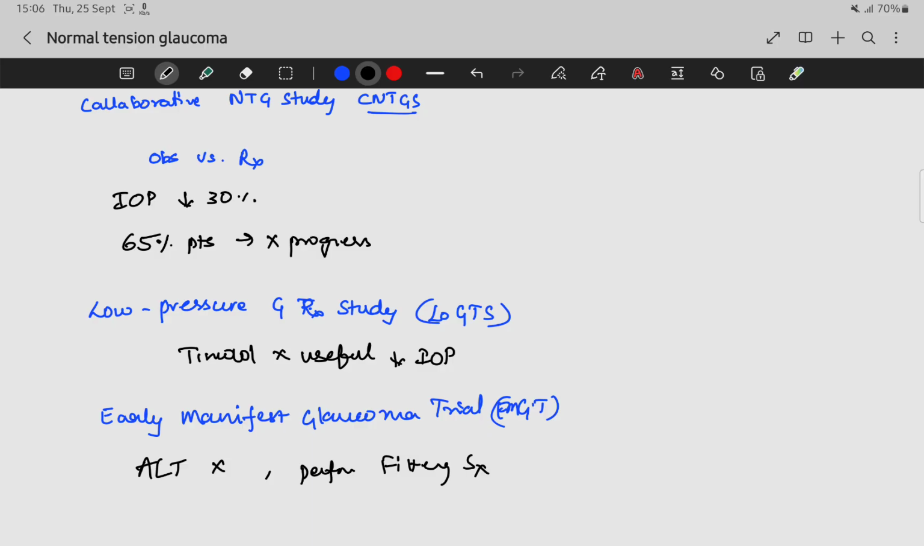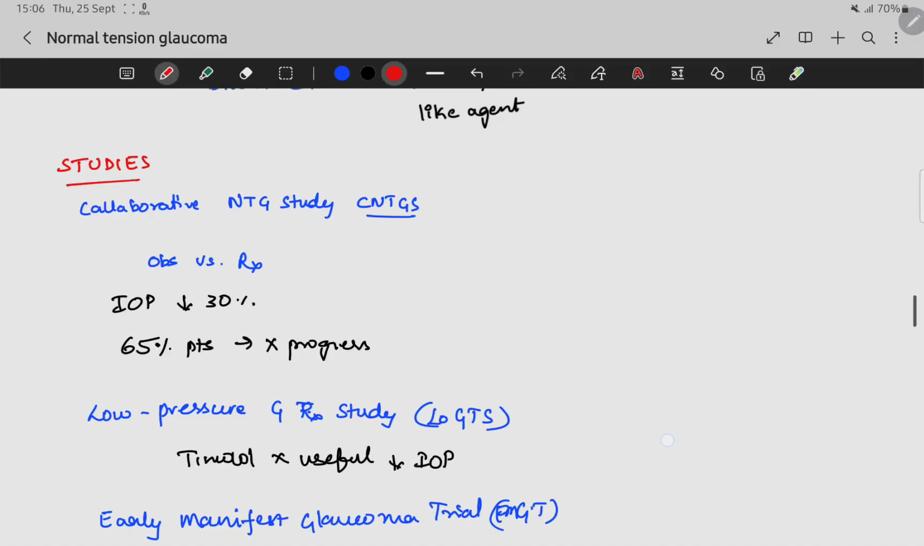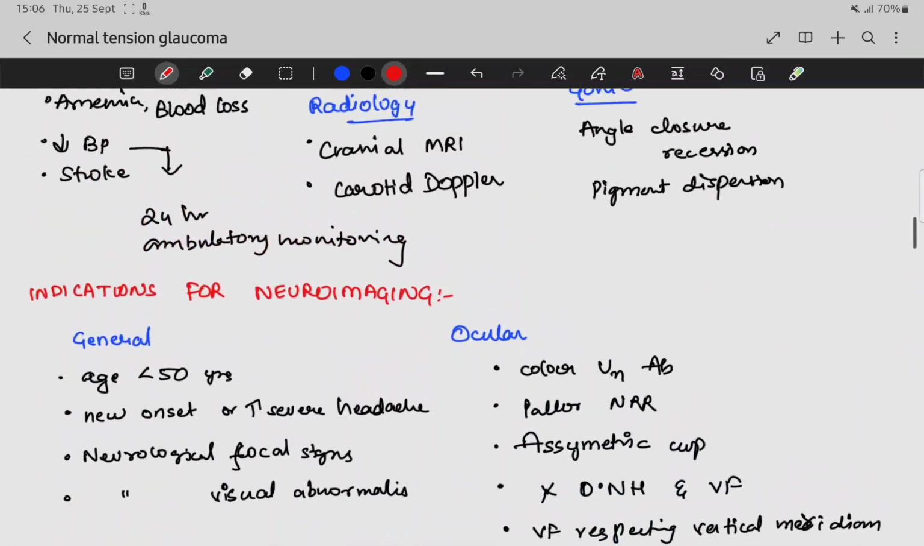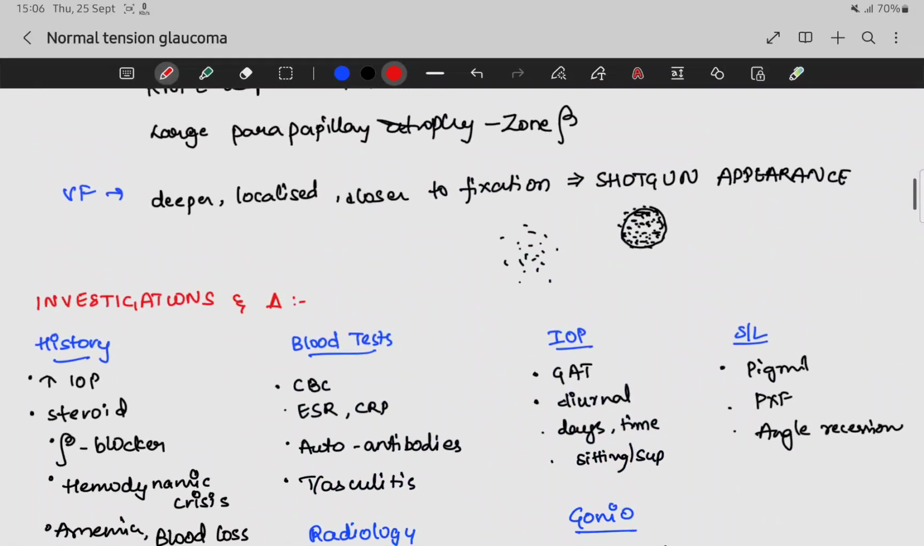So this was regarding normal tension glaucoma, the A to Z of normal tension glaucoma. I have done an extensive study of the treatment and the indications part, everything.